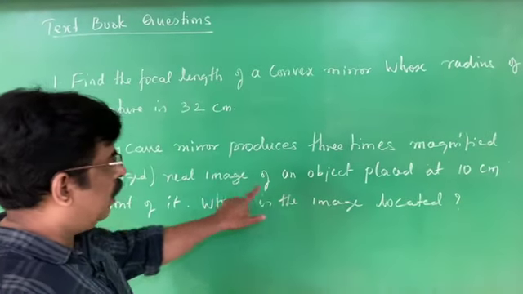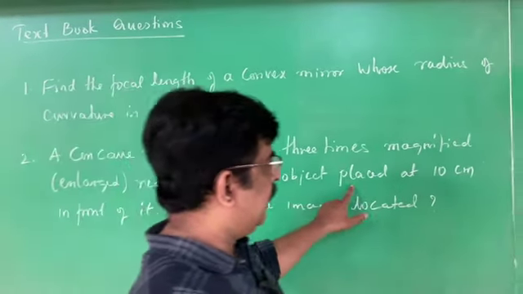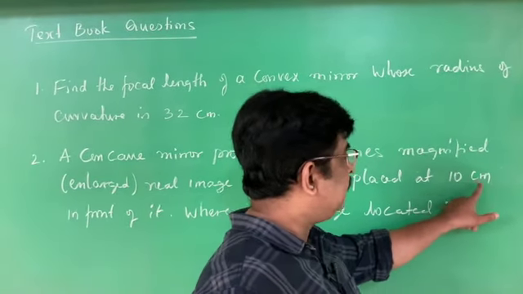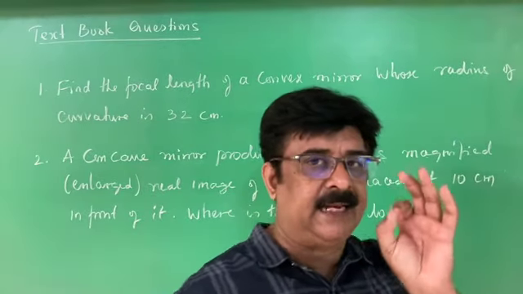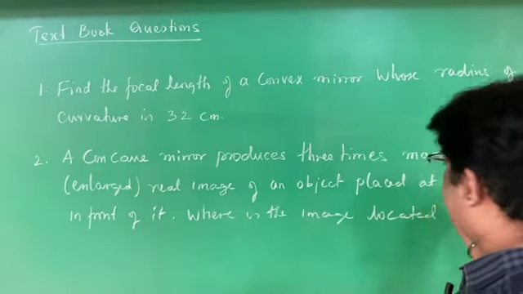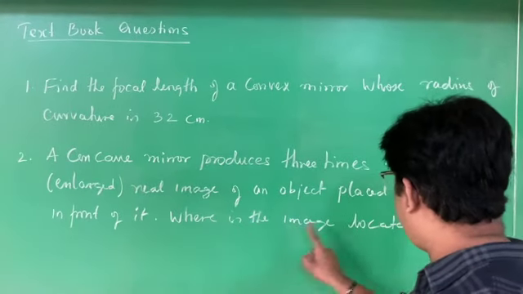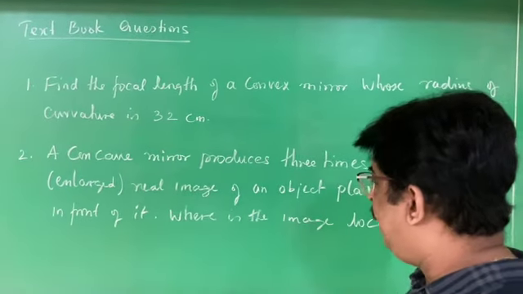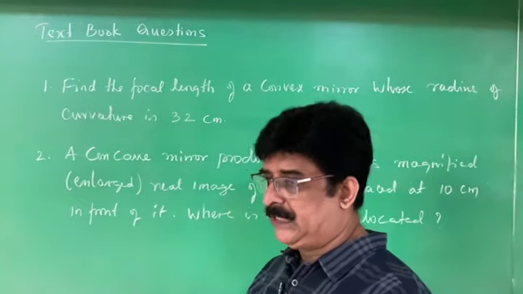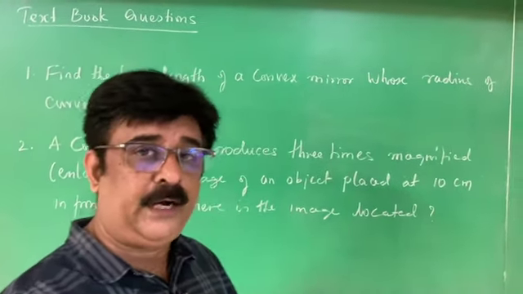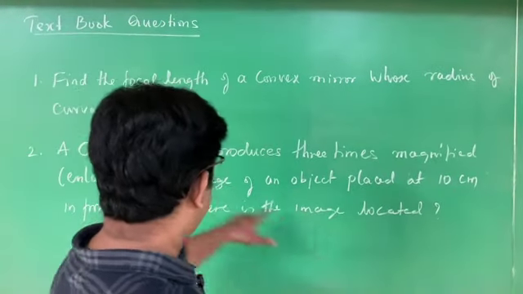A real image of an object placed at 10 centimeter. How much is it? 10 centimeter. Object distance is 10 centimeter in front of the mirror. Where is the image located? We have to find the position of the image. That is V, we have to calculate V. What image? Real image.